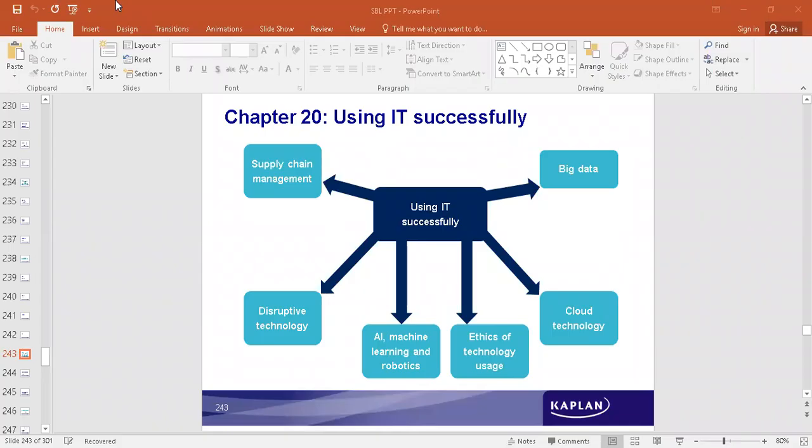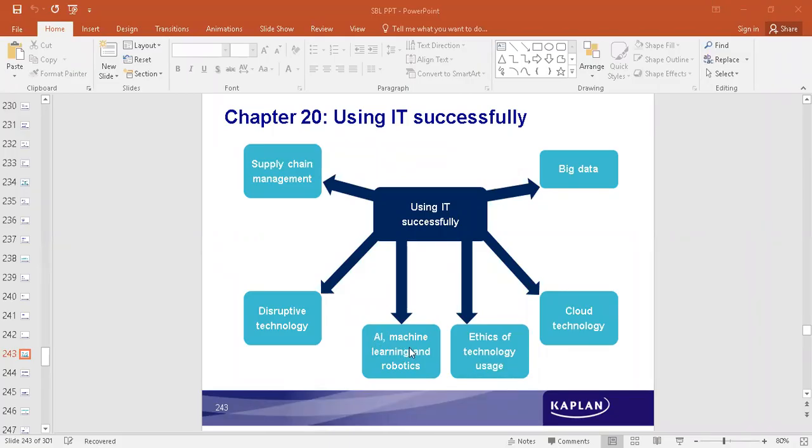Chapter number 20 says using IT successfully. So using IT successfully, we will be learning about different elements of technology digitalization, how IT is used in supply chain management. We will be learning about that. What's the concept of big data? There are many elements of digitalization which are causing disruption. So disruptive technology. What is the disruption all about? Is what we will be looking into.